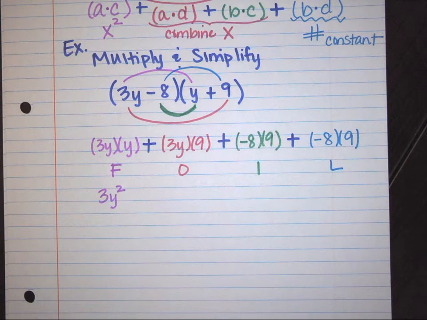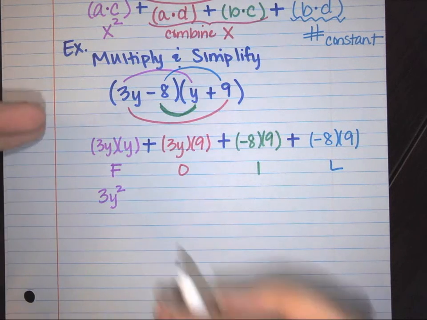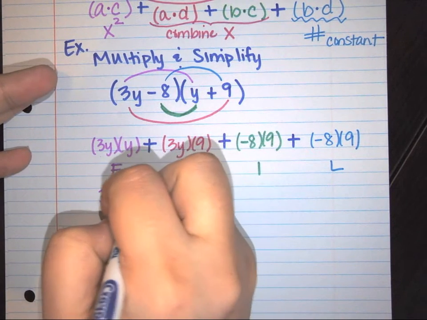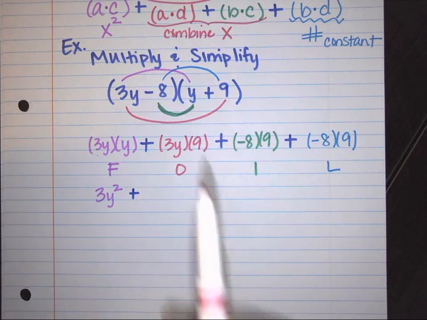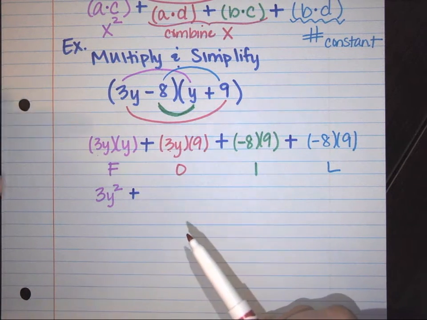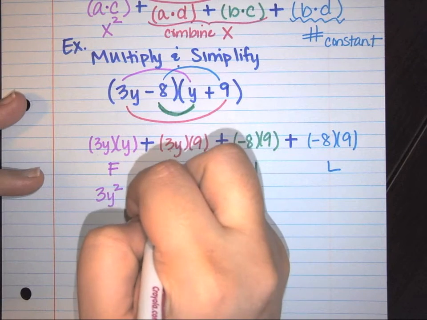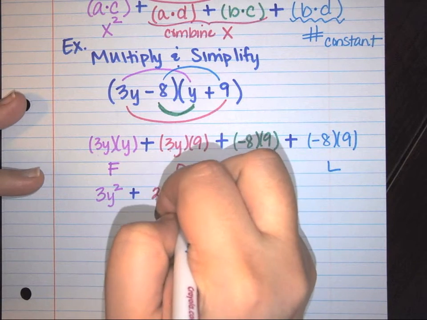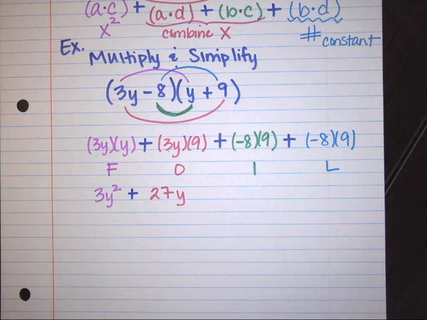I am still adding this into my sequence. So I'm adding, and then look at the next ones. I have a 3y times 9. So 3 times 9 is a 27. So this is a 27, and then the y comes along.